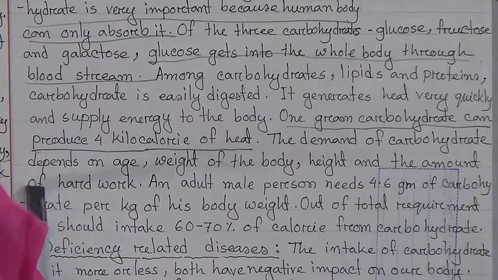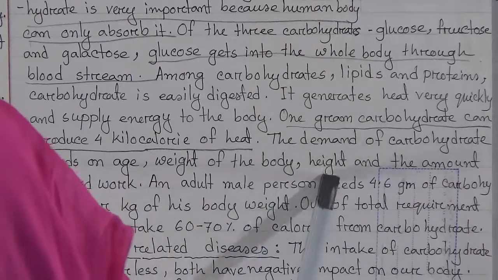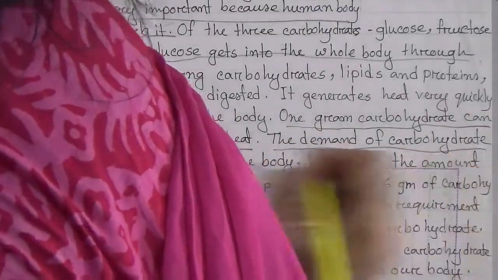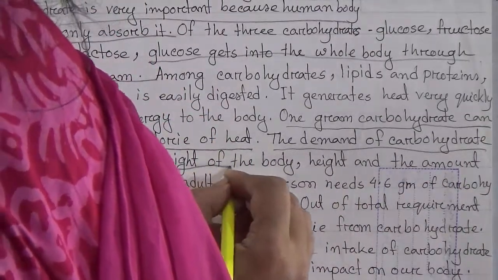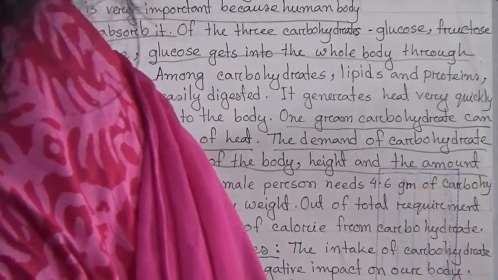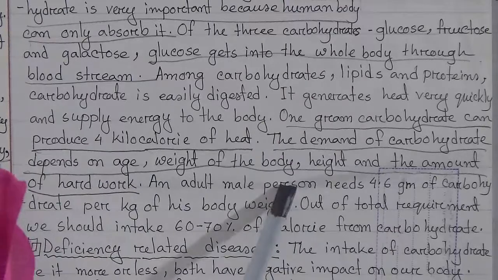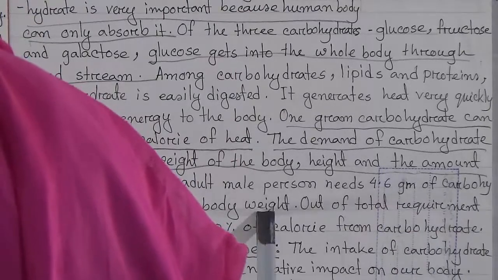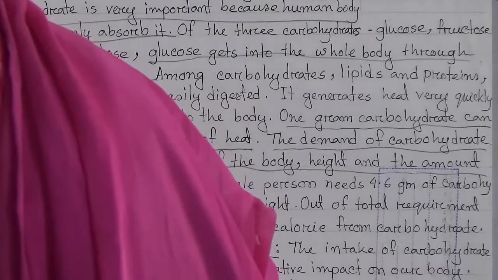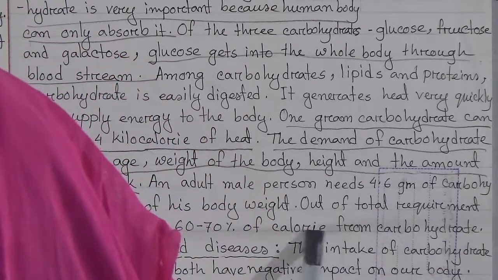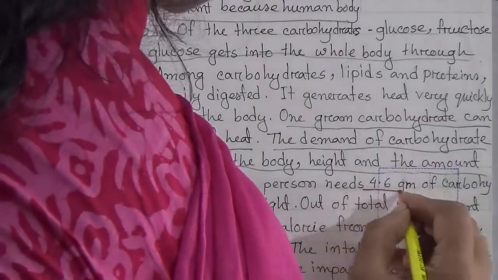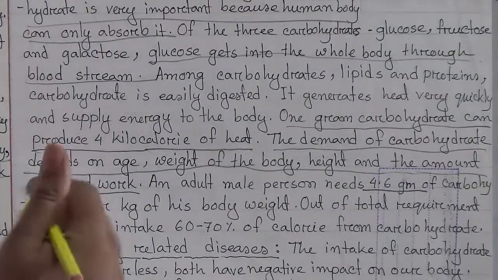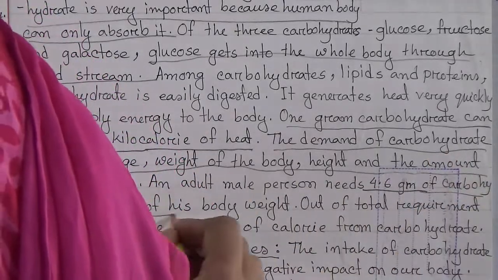The demand for carbohydrate depends on age, weight of the body, height and the amount of hard work. That means carbohydrate demand is not the same for all. An adult male needs 4.6 grams of carbohydrate per kg of his body weight. Out of the total requirement, we should take 60 to 70% of calories from carbohydrate.